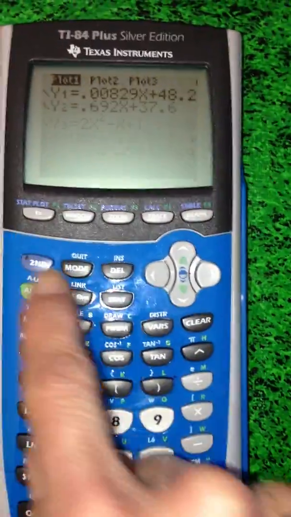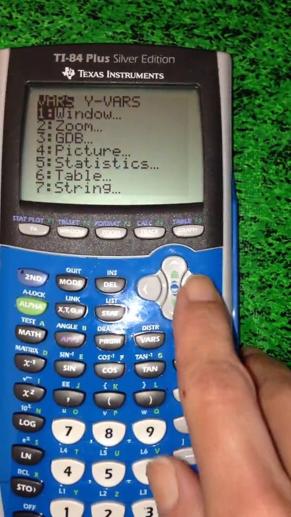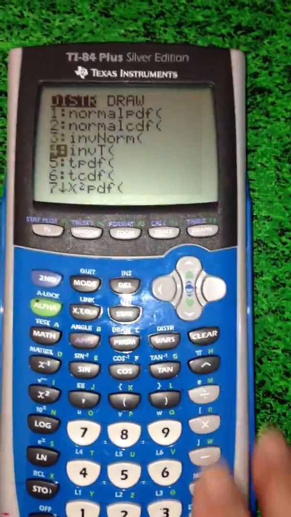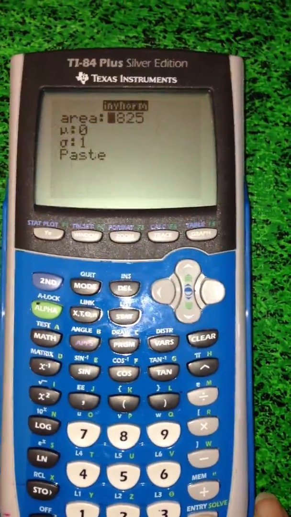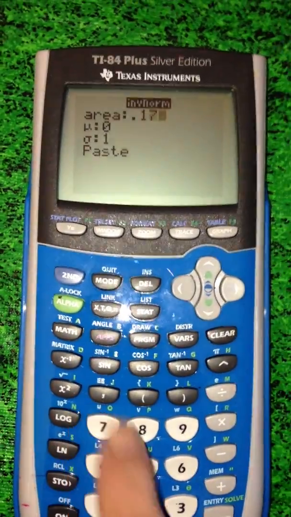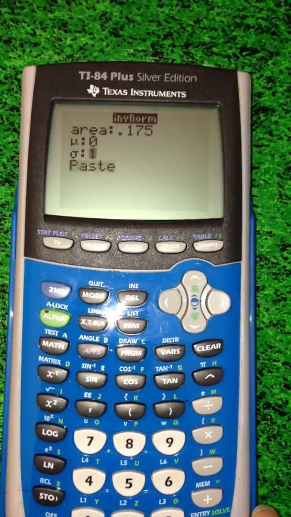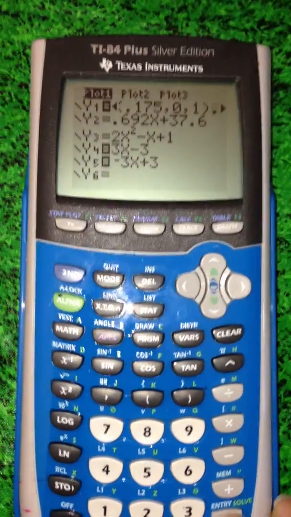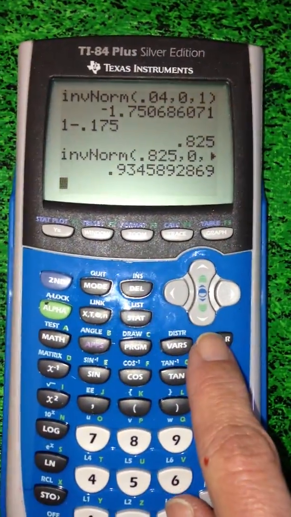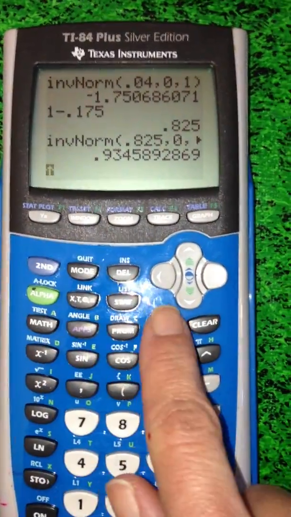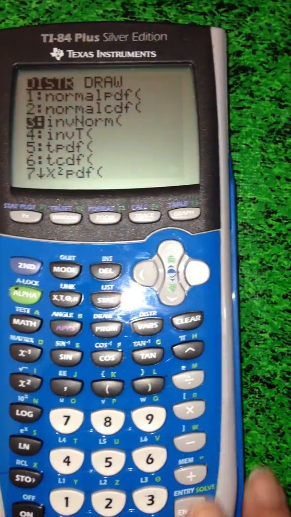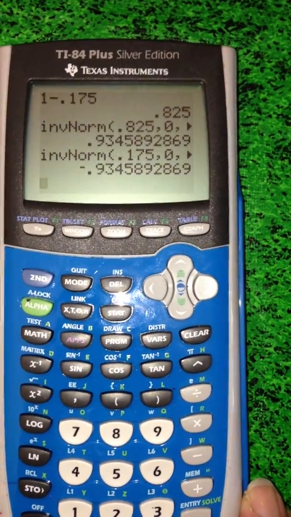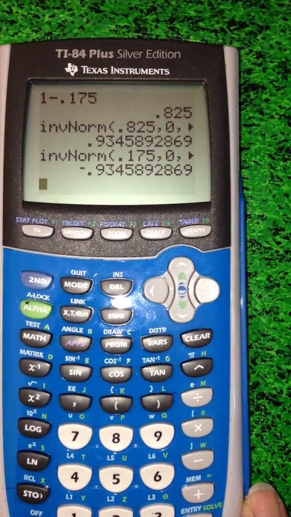Now look at what happens if I do an inverse normal for the 0.175. 0.175 area is on the left side of my curve. So, oops, I missed my inverse key. So I have that, and if I put in 0.175, what you're going to notice is I'm going to get the same exact value, but it's going to be a negative z. Oops, that is not what I wanted to do. So I'll quit that and I will try it again. Second function, distributions, inverse normal, there we go, paste that in, and now enter. And now you see I have exactly the same value there.